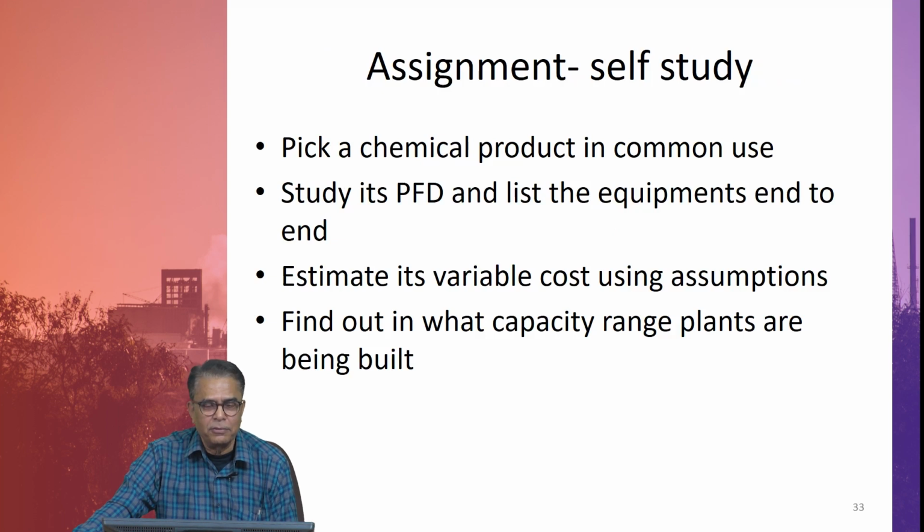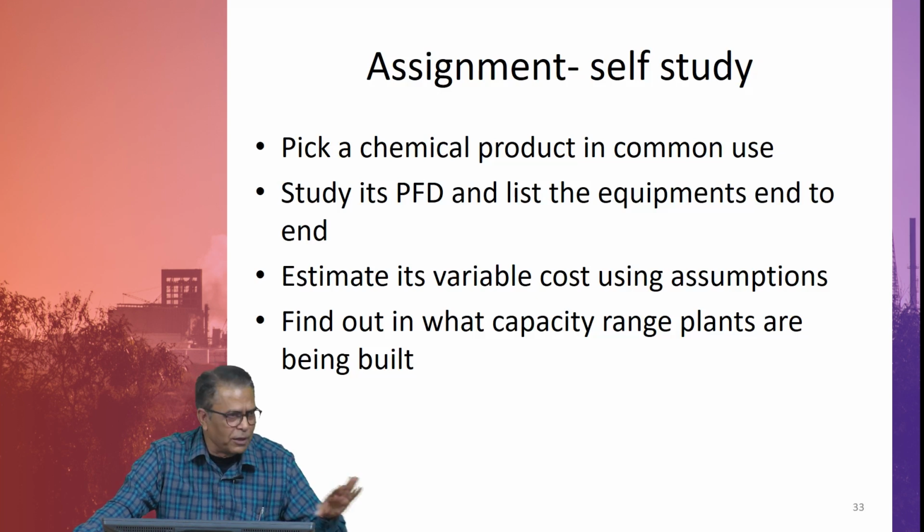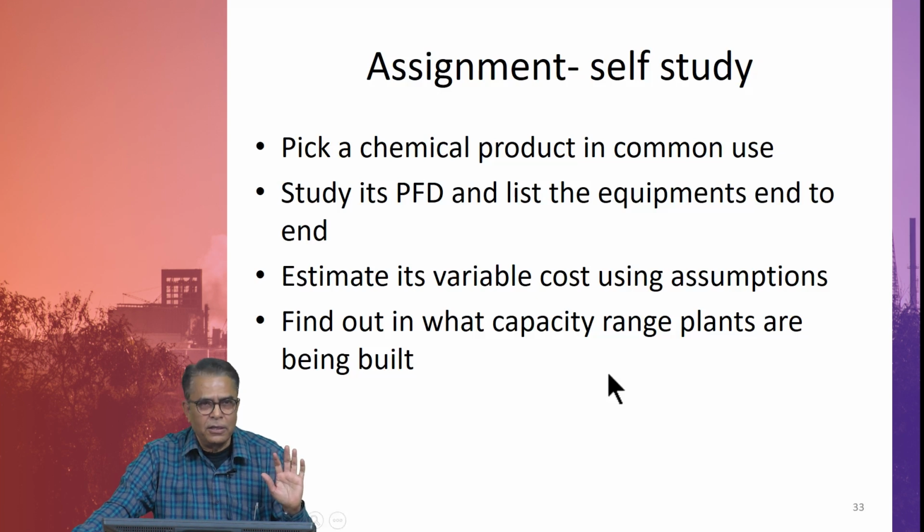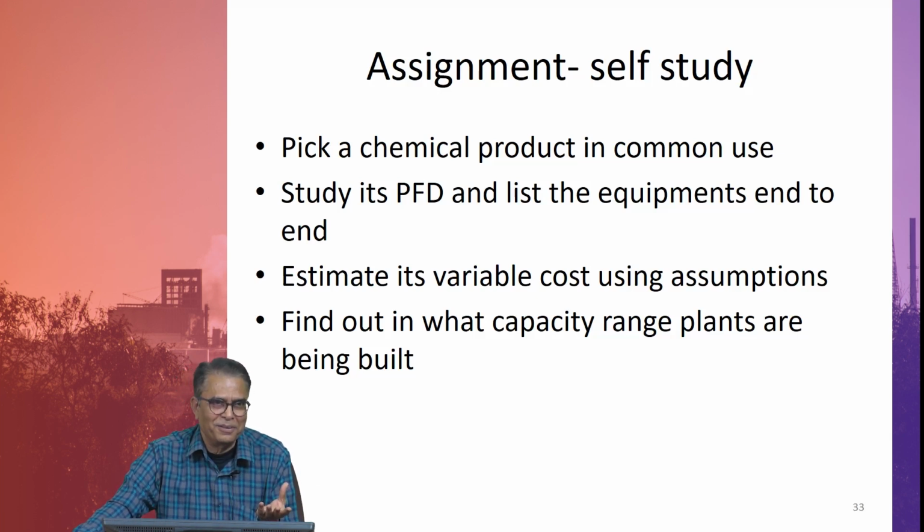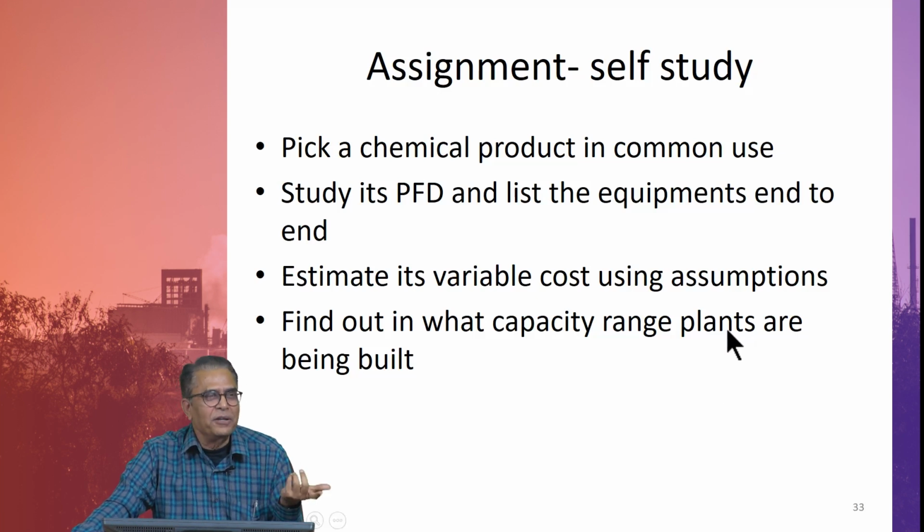Okay. Now, this is an assignment, self study, not graded, nothing of that kind, but I would recommend you do it. And there is no time limit for submission, by the way, but do it, because this will anchor the concept of capital cost and operating cost in your jargon. So, self study. Just pick a chemical in common use, a simple chemical, do not go for vitamin K. Take a simple chemical and try to find out the process flow.